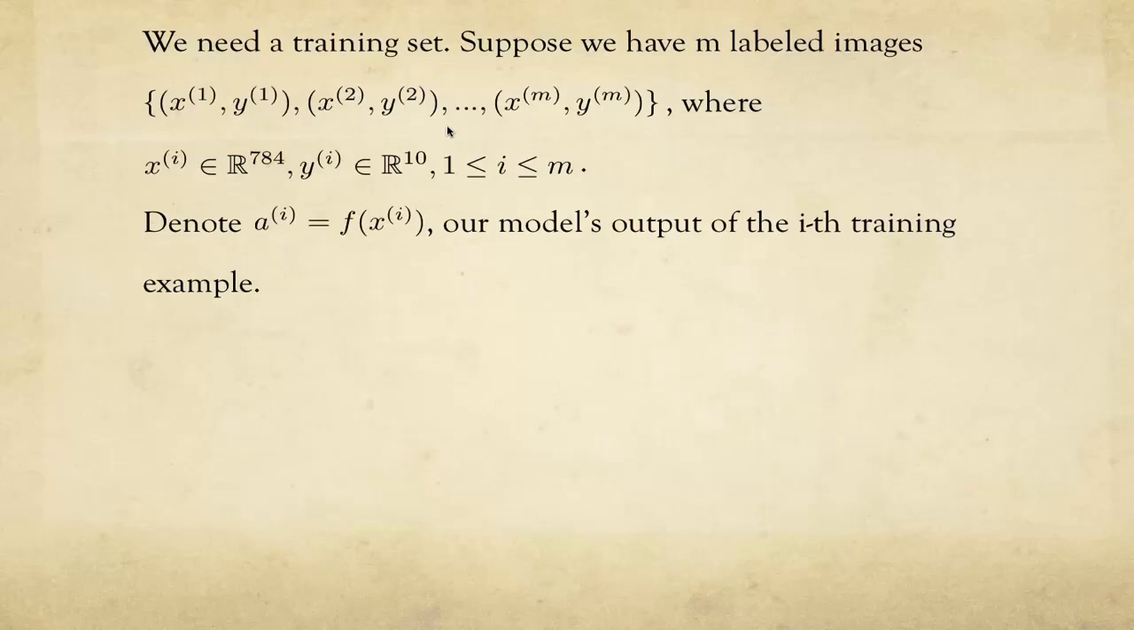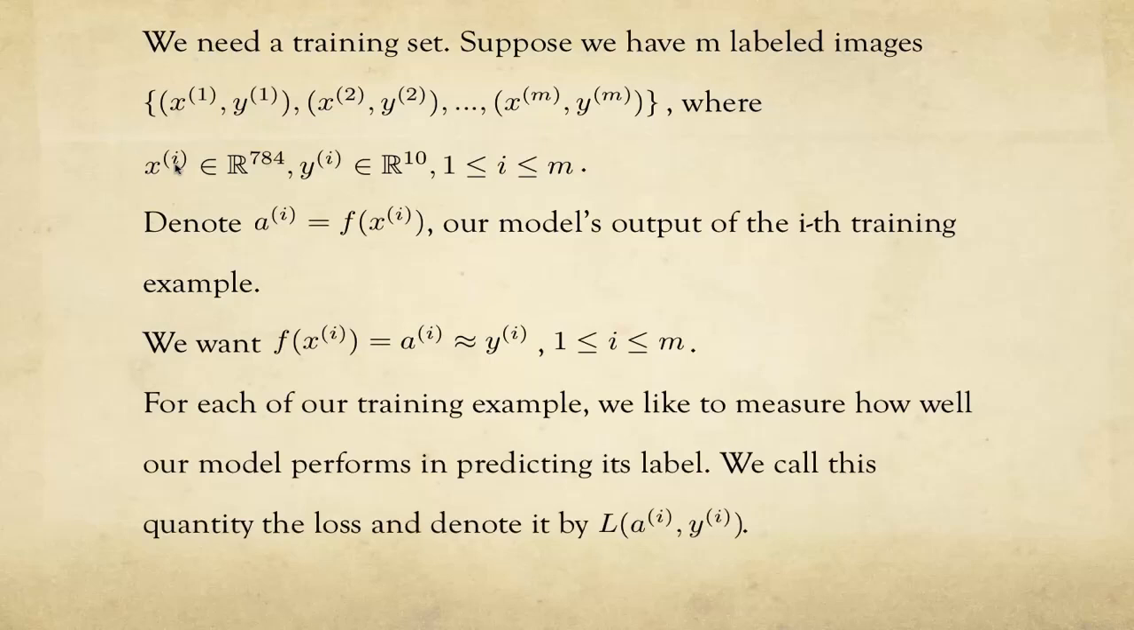So we're going to call a superscript i the output for the ith training example. Again, x superscript i is the image in the training example, and when we apply our model or function to it, a superscript i is the prediction vector. What we want again is for a superscript i to be approximately the same as y superscript i, the prediction to be approximately the same as the label.